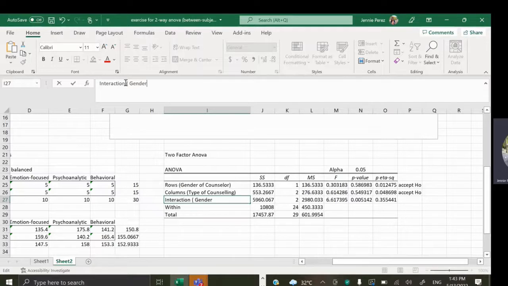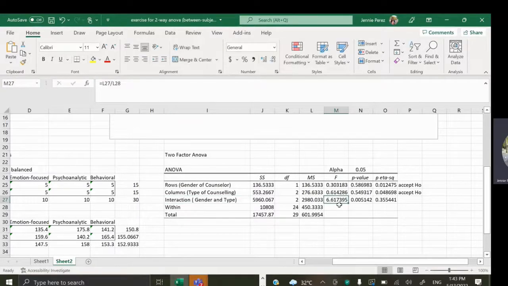But we can see here that the interaction between gender and type of counseling is significant with an F of 6.61. It has a probability value of 0.005. So we reject H0, meaning to say that there is a significant interaction between gender of counselor and type of counseling on the grieving scores of our clients.